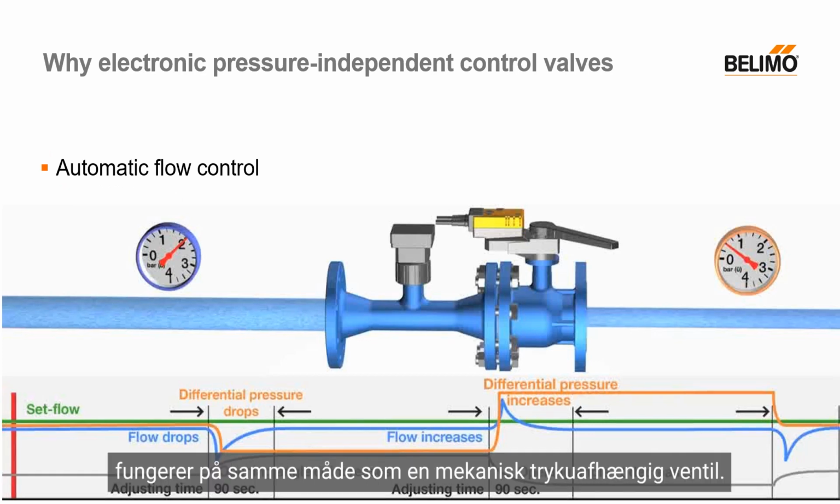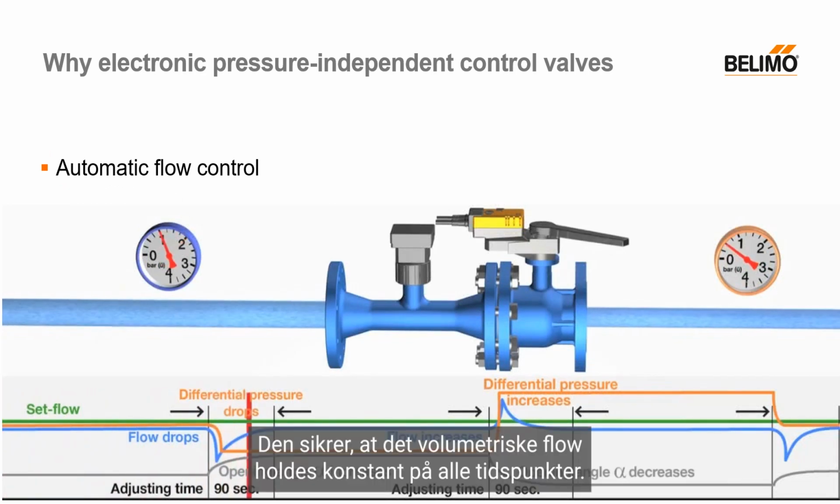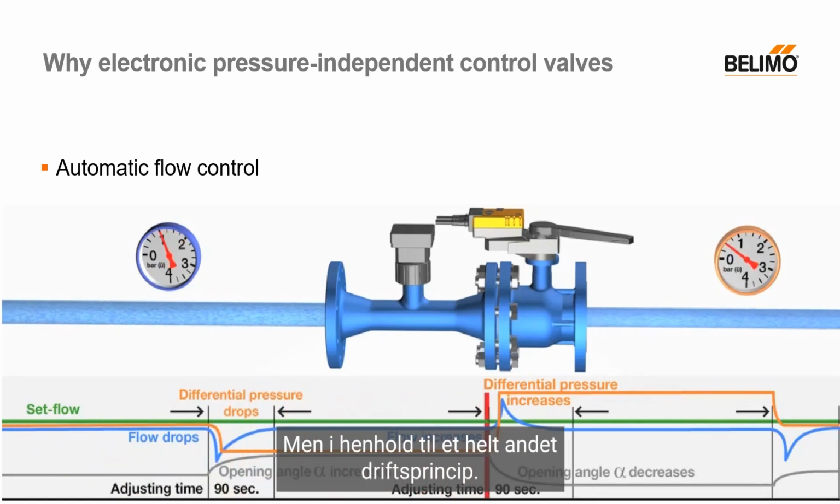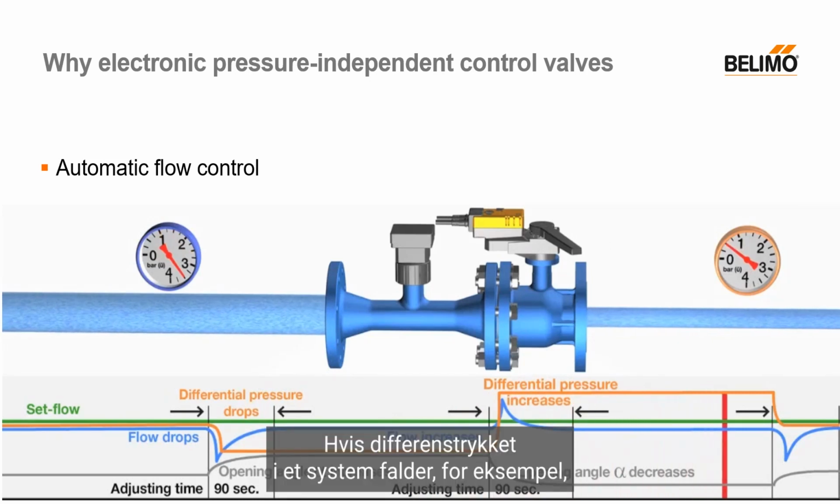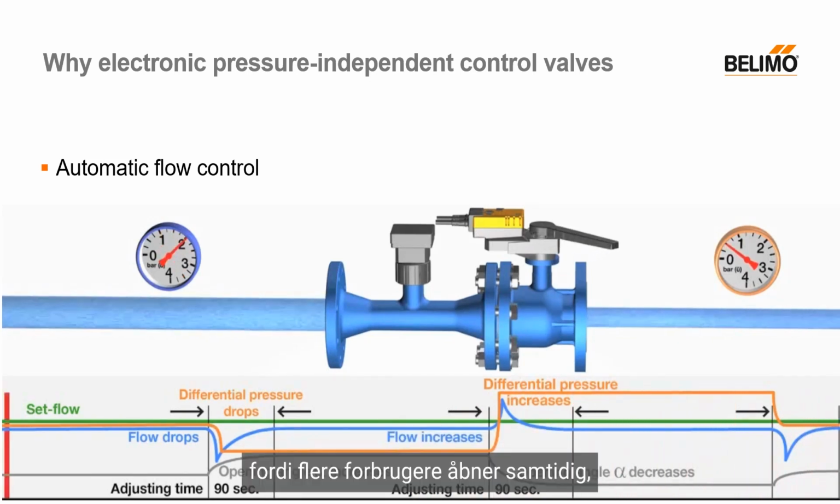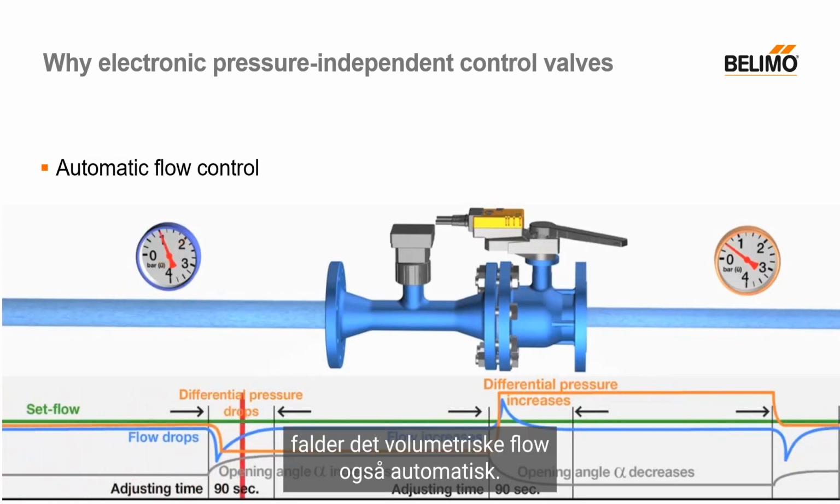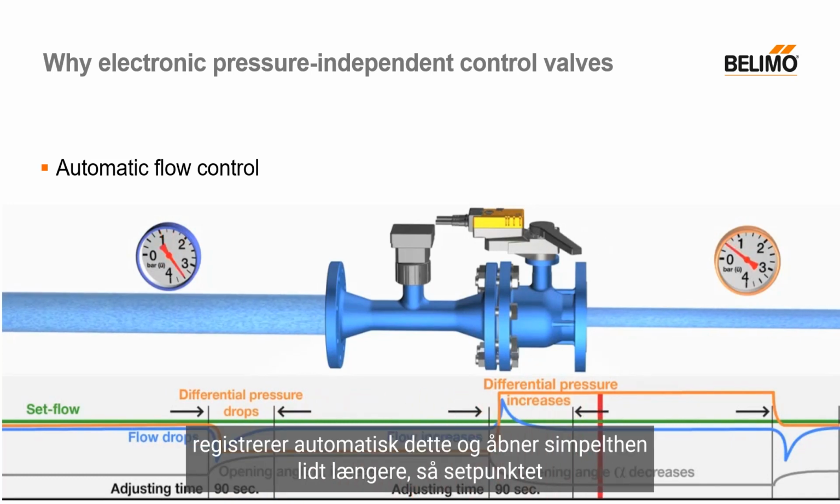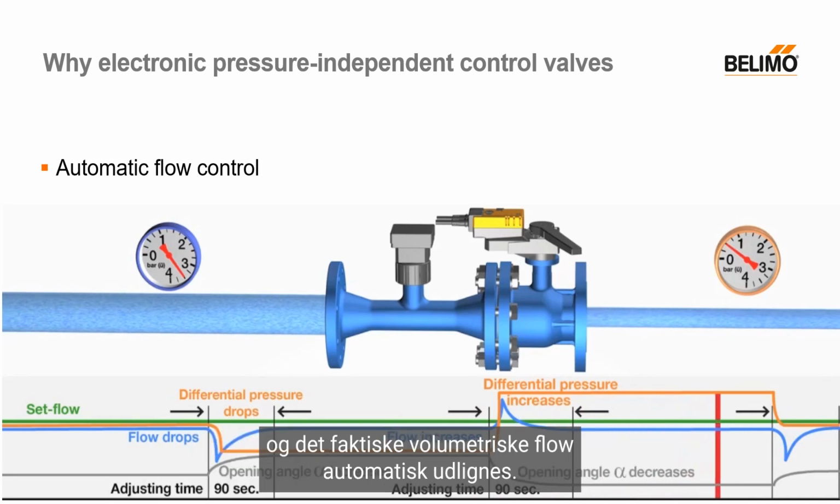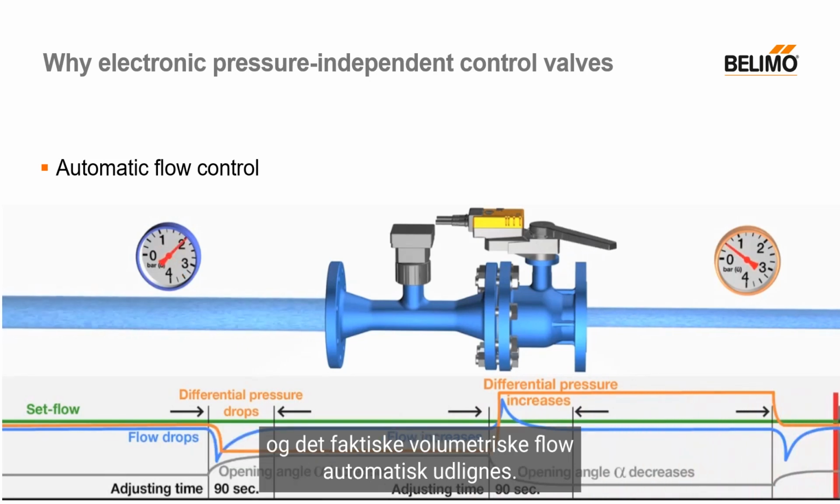An electronic pressure-independent valve functions similarly to a mechanical valve. It ensures that the volumetric flow is kept constant at all times, but according to a completely different operating principle. If the differential pressure in a system drops, for example, because several consumers open simultaneously, the volumetric flow also drops automatically. The electronic pressure-independent control valve automatically detects this and simply opens a little further so that the setpoint and actual volumetric flow automatically equalize.